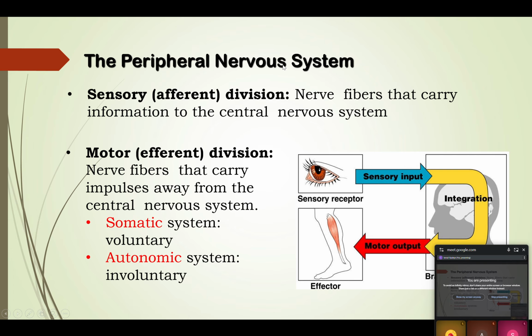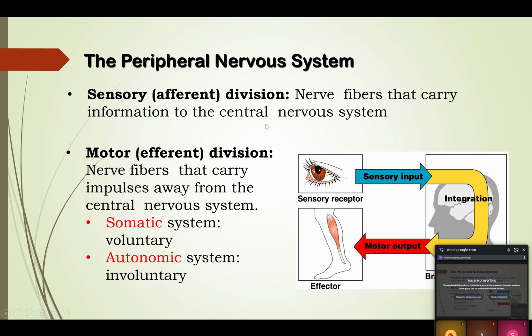Now, talking about the peripheral nervous system, there are two important divisions that you need to know. There is the sensory or afferent division, and there is also the motor or efferent division. We're talking about the sensory or the afferent. They are basically the ones that carry information to the central nervous system. These are the nerves, or let me say the afferent fibers.